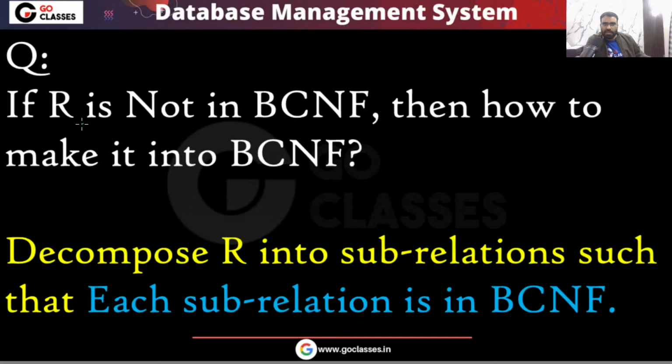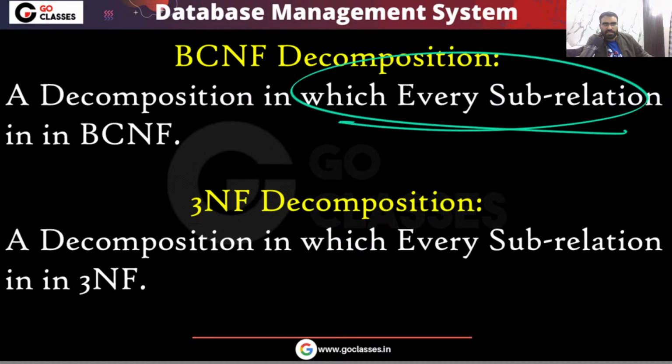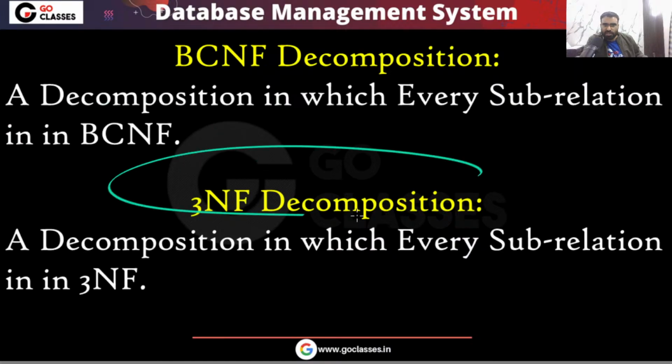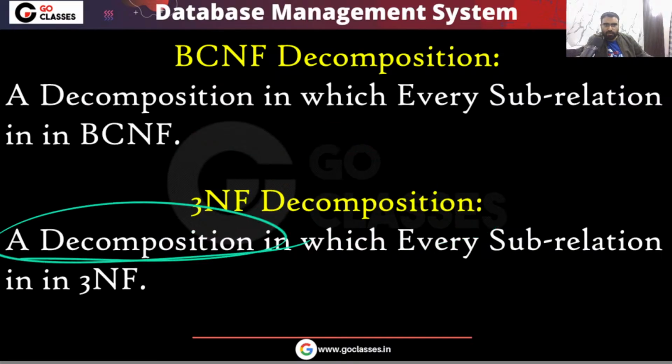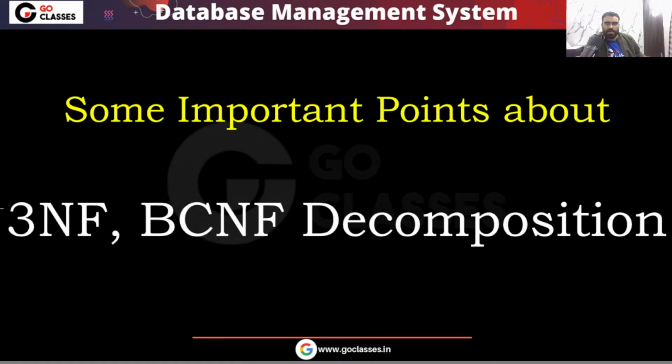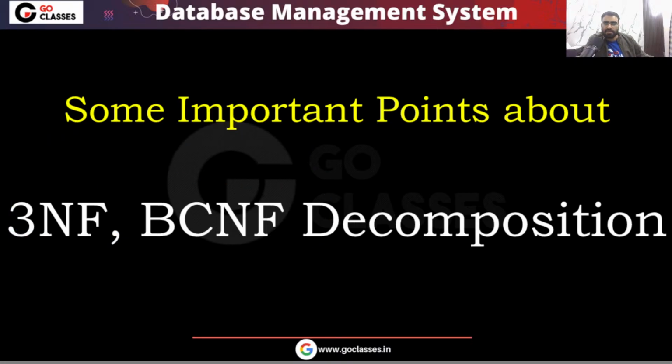Very simple. If your relation is not in BCNF, then we will decompose the relation into sub-relations such that every sub-relation is in BCNF. This is called BCNF decomposition. So let's see the definition: a decomposition in which every sub-relation is in BCNF. Similarly, what is the definition of 3NF decomposition? It means a decomposition in which every sub-relation is in 3NF. Okay. Now let's see some important points about 3NF and BCNF decompositions.